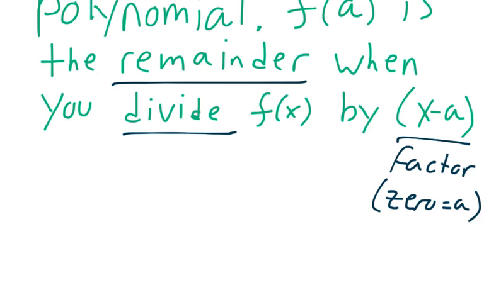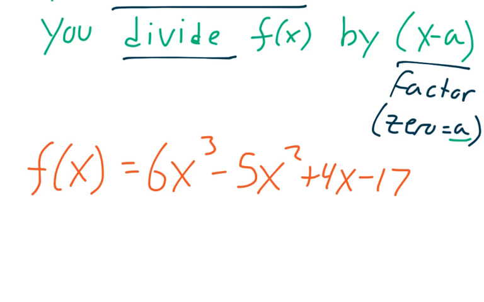So the positive version gets plugged in. It's always the opposite. So let's say, for example, I have a polynomial. I'll make this up. Let's say f of x equals 6x cubed minus 5x squared plus 4x minus 17. And I want to figure out what y is, or f of x, when x is 3.